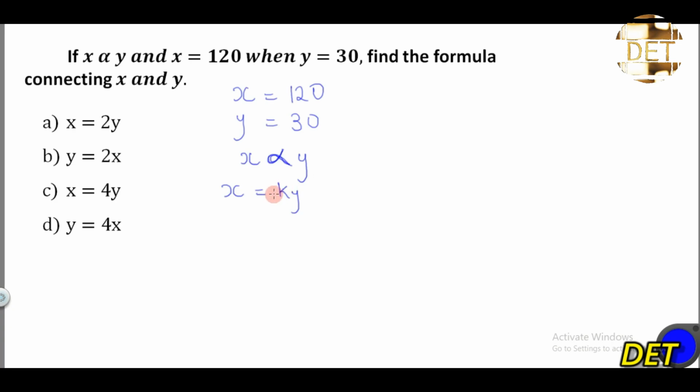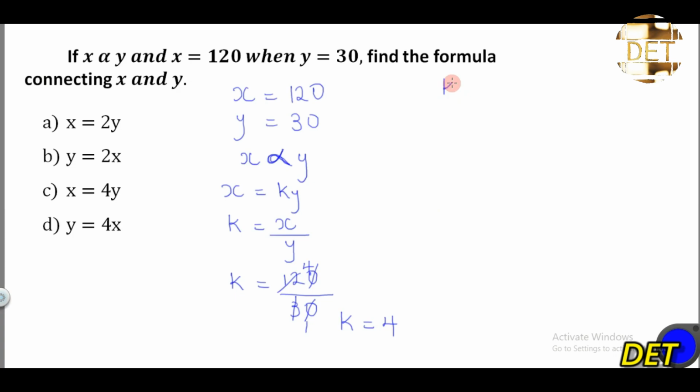The reason why I'm bringing in this constant is to remove this sign of proportionality. So if I make K the subject of the formula, my K will be equal to X over Y, right? So this is very important. Now my constant will be equal to the value of X, which is 120, over the value of Y, which is 30. So 0 will cancel 0, 3 into 3 is 1, 3 into 12 is 4. So my K is equal to 4.